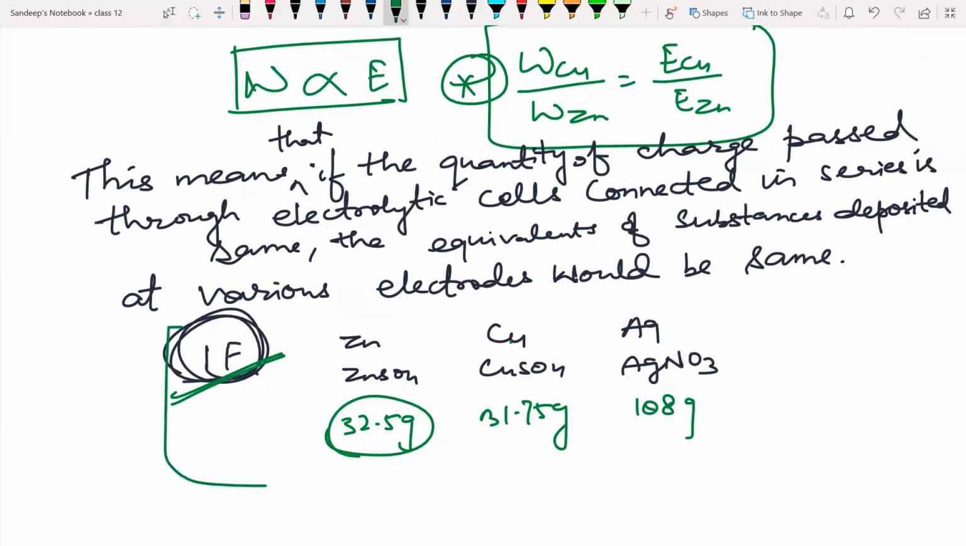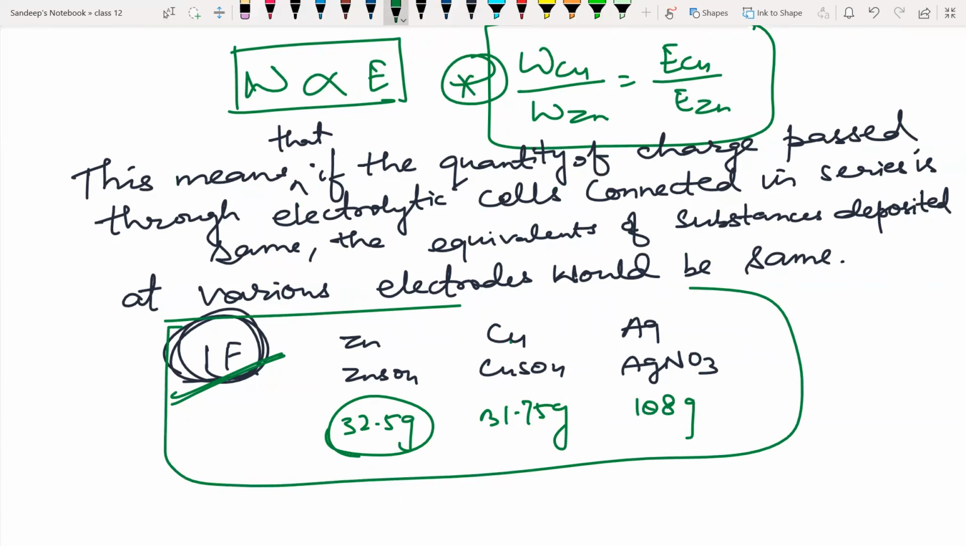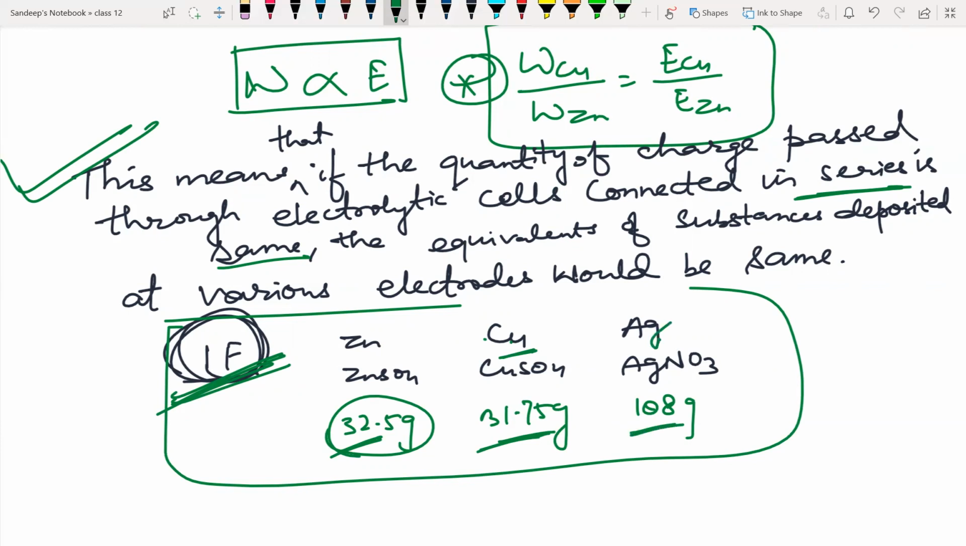So this way you can understand that if the quantity of charge passed through electrolytic cells connected in series is same, the equivalent of substance deposited at various electrodes would be same. So when one Faraday is passed through zinc, copper, silver, all connected in series, then the amount of zinc deposited will be 32.5, amount of copper deposited is 31.75, amount of silver deposited is almost 108 gram. So substances are deposited according to their equivalent weight.